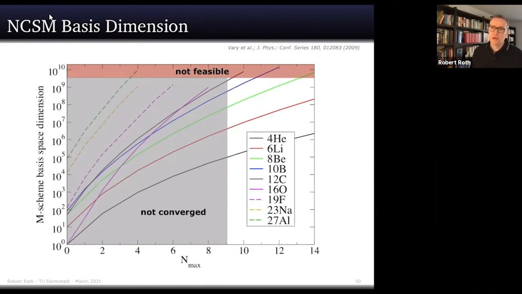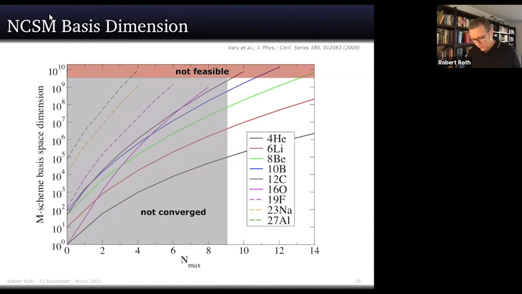And there are nuclei where convergence might be better and others where it might be worse. That might depend on the specific structure of the individual nucleus, but in principle, it's applicable to any kind of nucleus and also to the excited states automatically. We mainly talk about ground states, but later I'll also show results for excitation spectra.